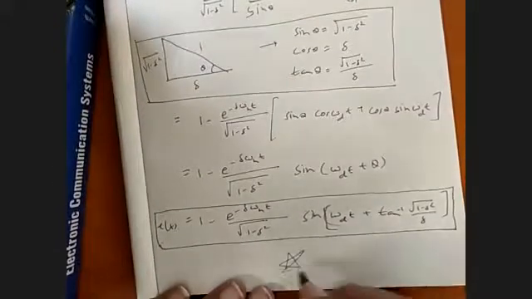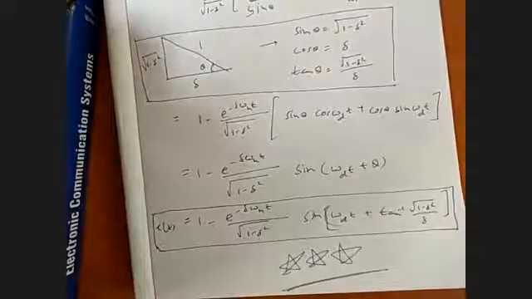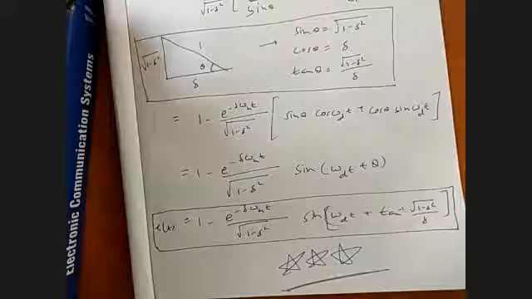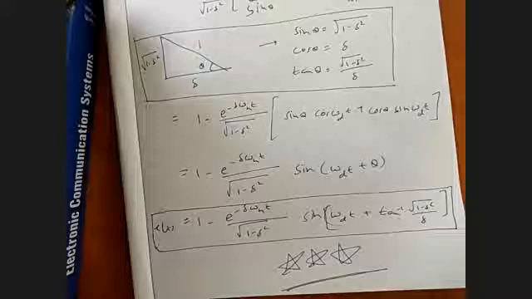This is the most important derivation. In a control system exam, this is the most important question that will come from the point of view of derivation. Generally, they ask: find out the time response of the second order system for unit step input. You have to find out c(t).